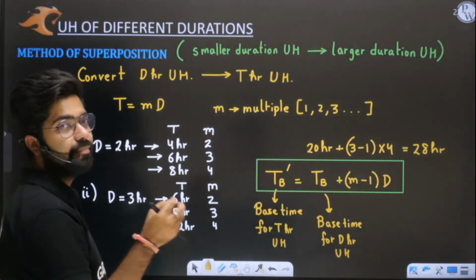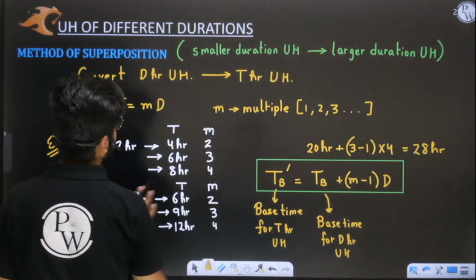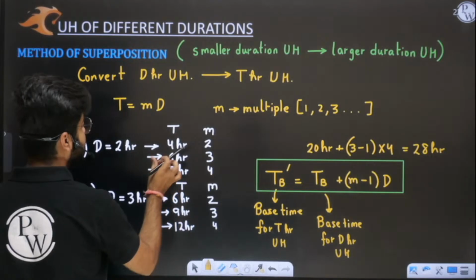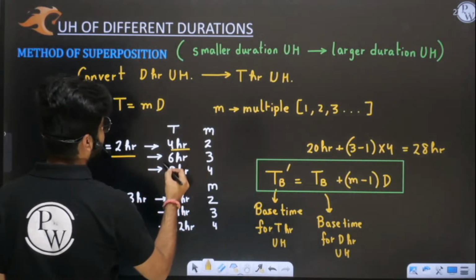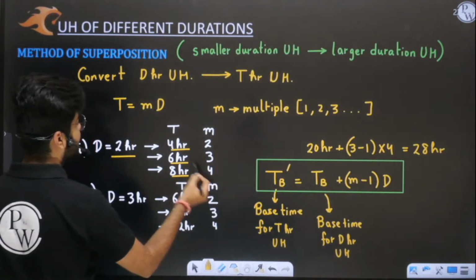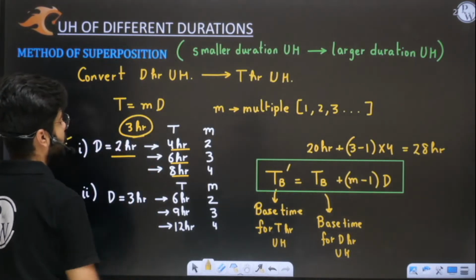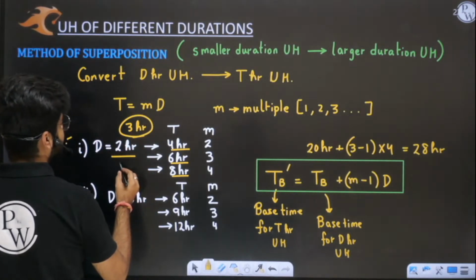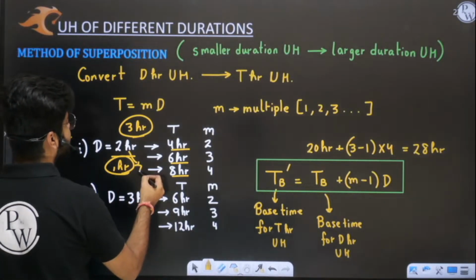The drawback in the method of superposition was that we can only convert it into multiples. If we have a 2 hour unit hydrograph, we can convert it into 4 hours, 6 hours, 8 hours, only multiples. We cannot convert this 2 hour into a 3 hour unit hydrograph. We cannot convert a 2 hour unit hydrograph into 1 hour, or into a 7 hour unit hydrograph. This was the drawback.